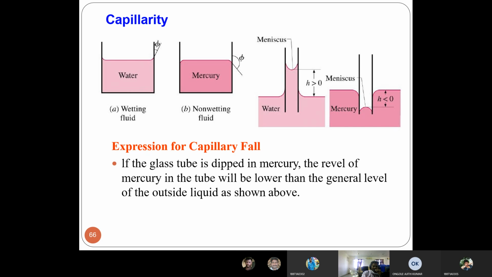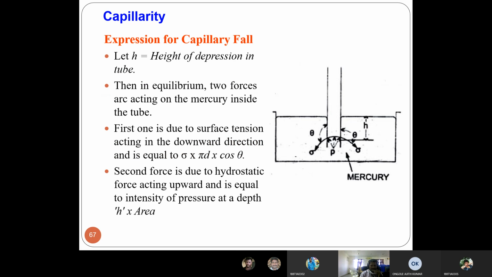The expression for capillary fall. If the glass tube is dipped in mercury, the level of mercury in the tube will be lower than the general level of the outside liquid as shown above. Come to the next point. Let H be the height of the depression in the tube. Then in equilibrium, two forces are acting on the mercury inside the tube.